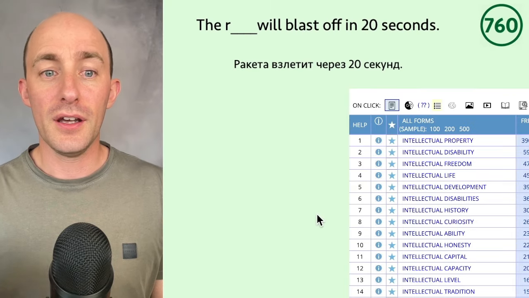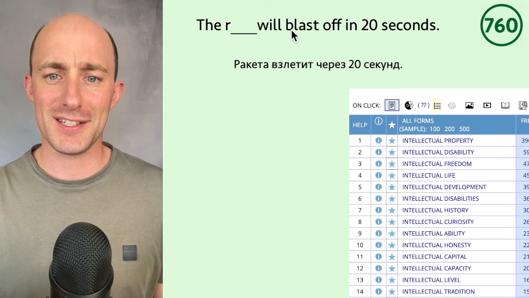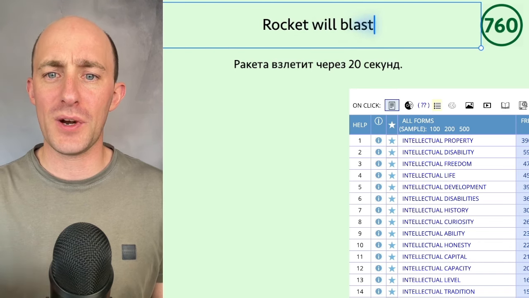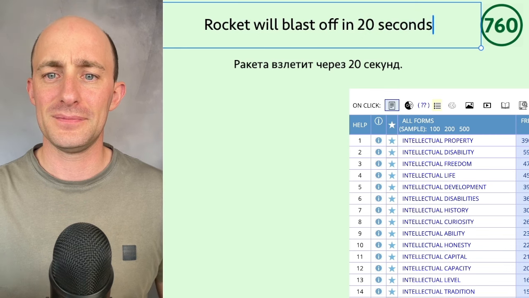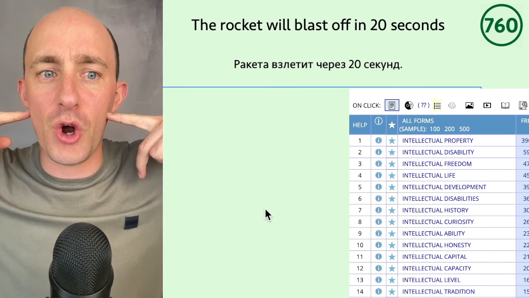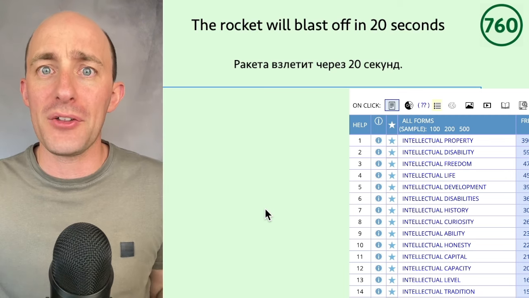The next one. The rocket will blast off in 20 seconds. Rocket is ракета. The rocket. Look at my mouth. Rocket. I pronounce almost the whole word with my mouth open.